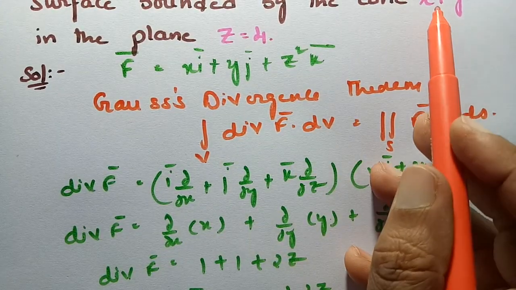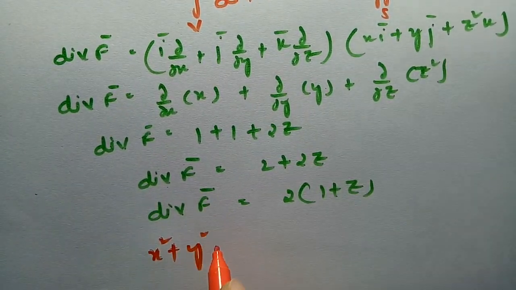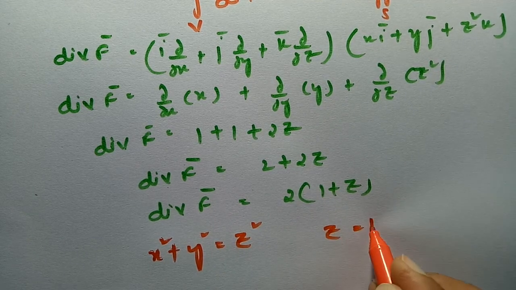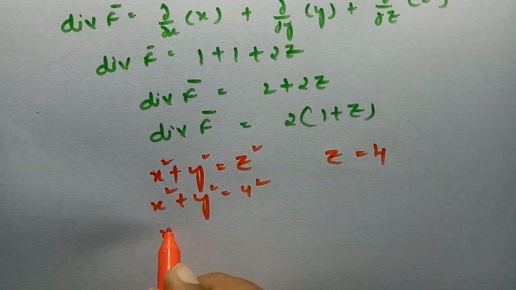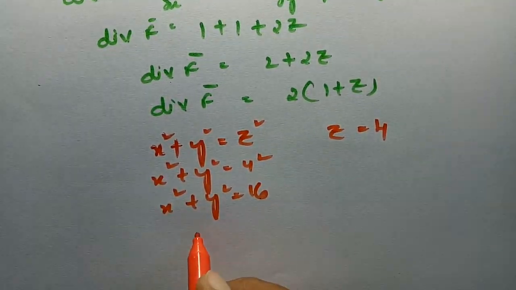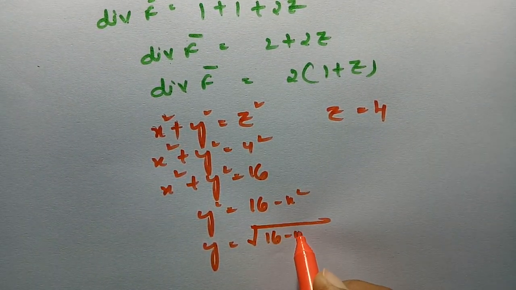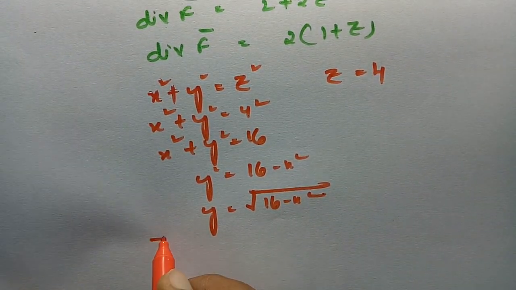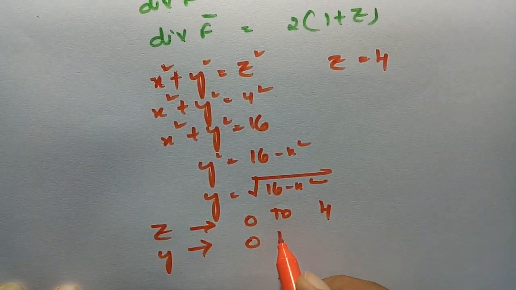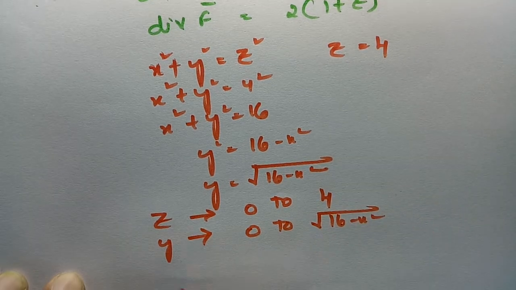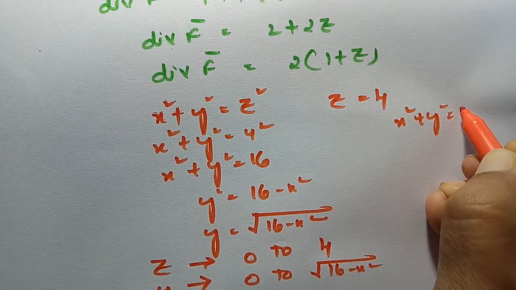So for the limit, it's very clear that x square plus y square is equal to z square, and the plane is z is equal to 4. If I substitute z is equal to 4, x square plus y square is equal to 4 square, that is 16, and y square is equal to 16 minus x square, and y is equal to root over 16 minus x square. Therefore z varies from 0 to 4 and y varies from 0 to root over 16 minus x square, and x varies from, so in this case, x square plus y square is equal to 16.